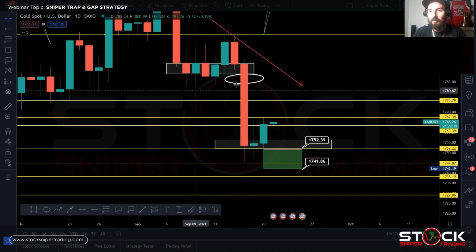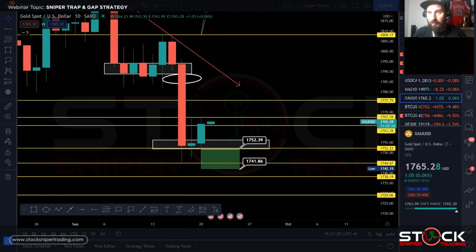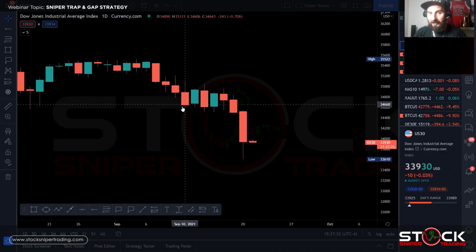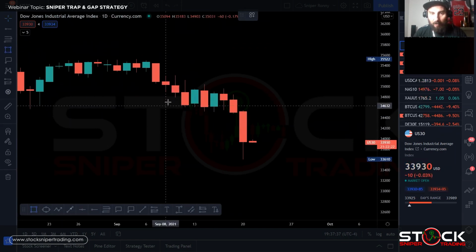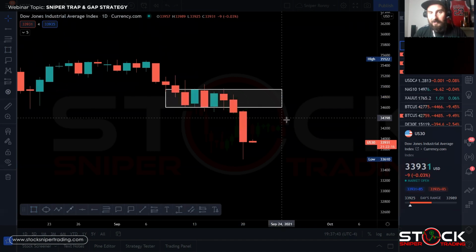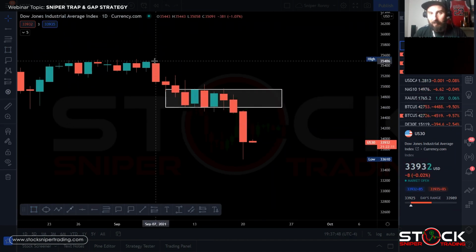So if we were to look at US 30 today, let me just pull up US 30 for us. So this was US 30, okay? On last night's call, see these candles in here? We had these candles trapped in here. We started to see how they were forming, so I had a trap box like this. And we started to see what was happening with US 30 on the daily, okay?